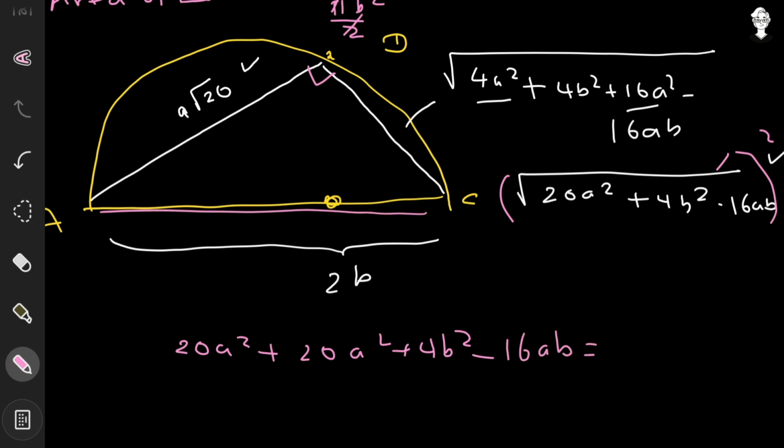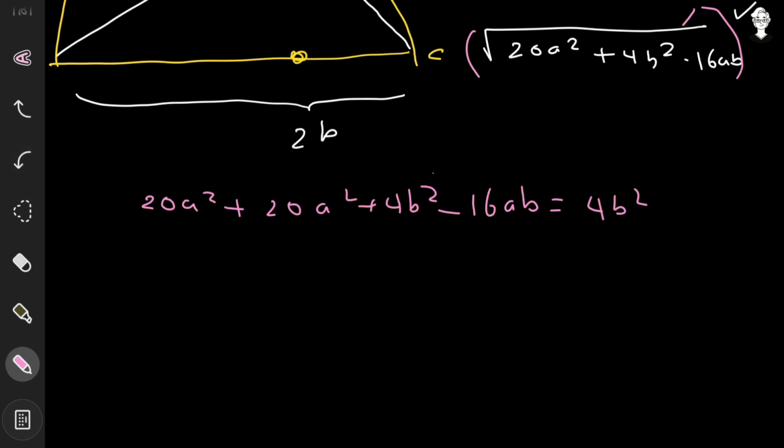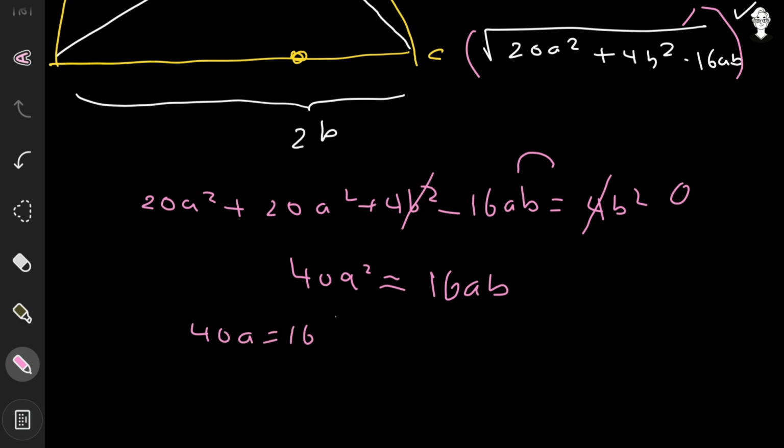Now hypotenuse is 2 times B, so 2 times B the whole square will become 4B square. So here we can see that 4B square and 4B square got cancelled out. 20A square plus 20A square becomes 40A square, and negative 16AB shifted to the right hand side becomes positive 16AB, because here 0 is remaining as 4B square and 4B square has got cancelled out. Now here A can be factored out, so we will have that 40 times A would be equal to 16 times B. So now we can divide both the sides by 40 times B. So we will have that A upon B is going to be equal to 16 upon 40.